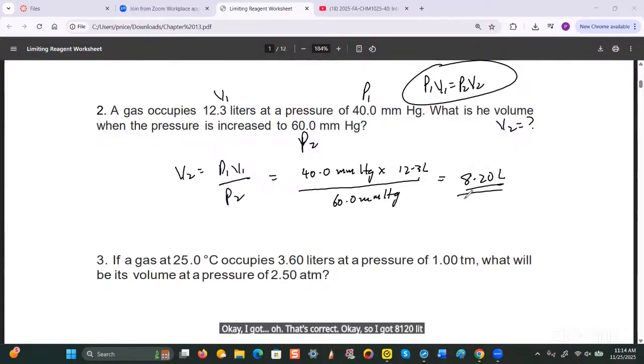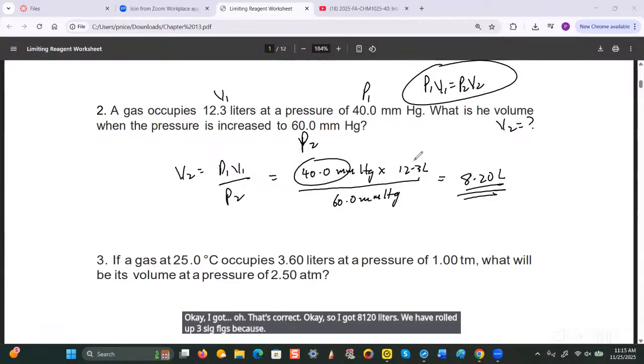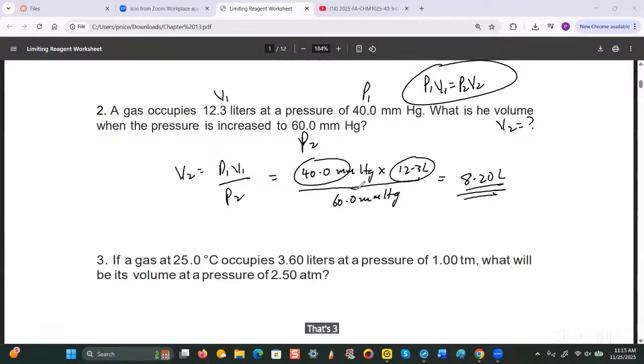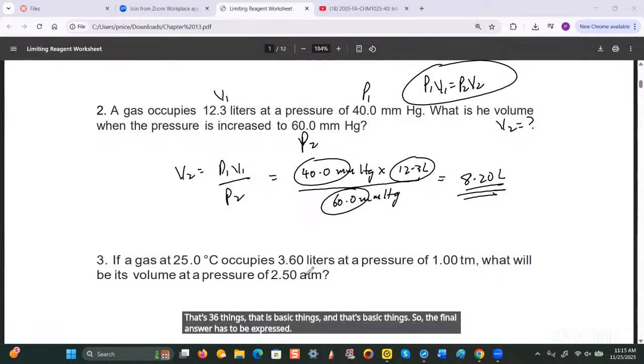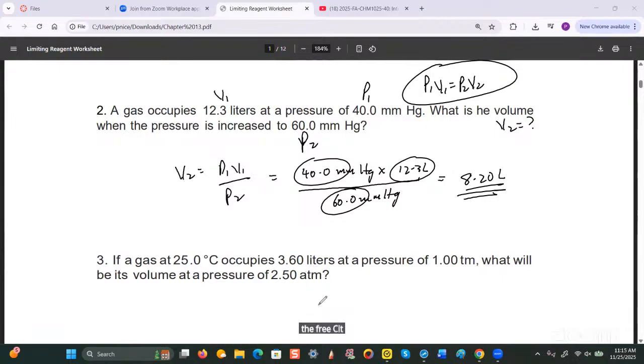We have to round to 3 sig figs because that's 3 sig figs, that is 3 sig figs, and that's 3 sig figs. So the final answer has to be expressed to 3 sig figs. All right. Okay, any question about this? Any questions? All right, so if it's okay, Dayu, let me clear this.